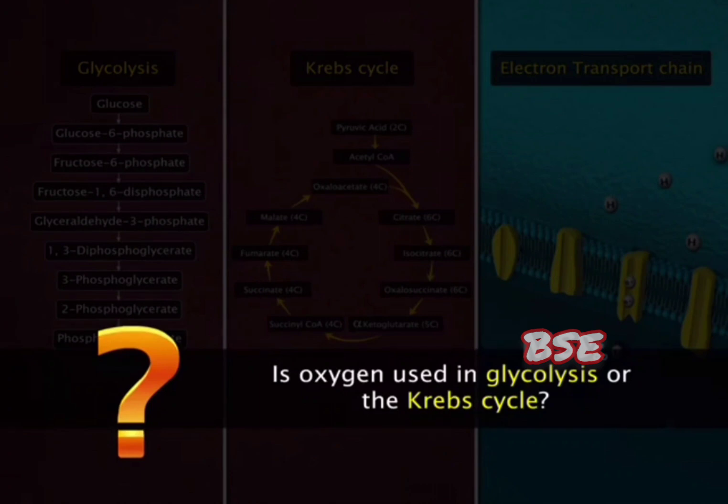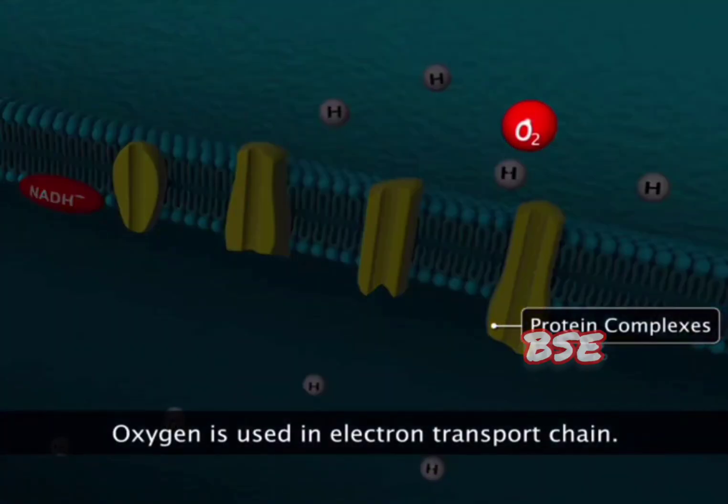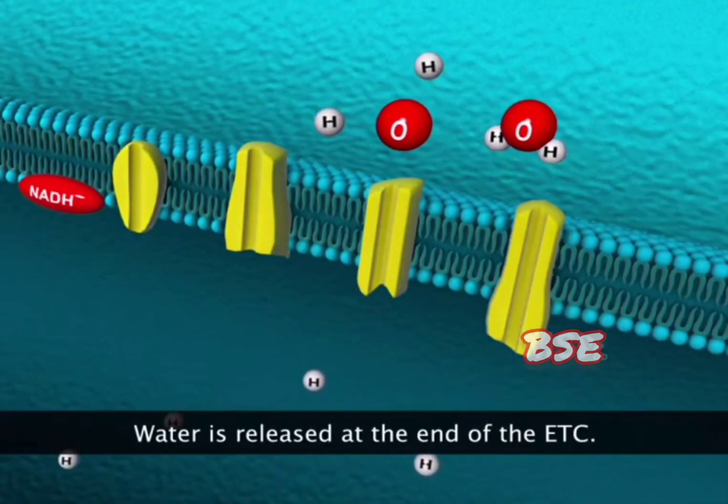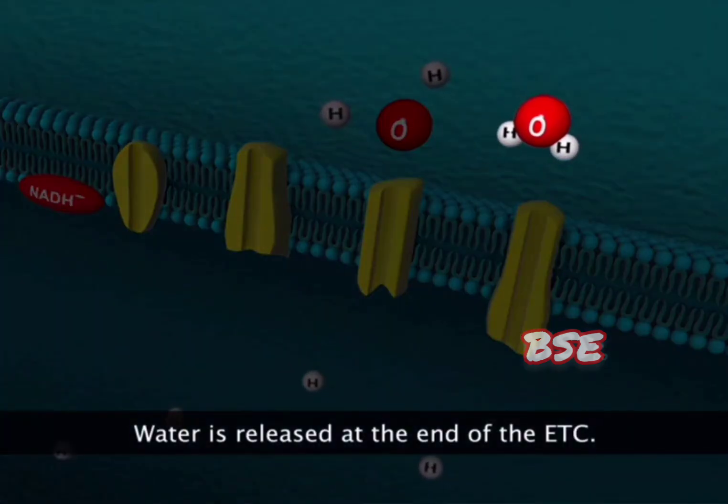You know that aerobic respiration needs oxygen and that it releases carbon dioxide and water. But where is oxygen used? Is it used in glycolysis or the Krebs cycle? Oxygen is neither used in glycolysis nor the Krebs cycle. It is used in the ETC. Similarly, water is also not formed either in glycolysis or the Krebs cycle. It is formed in the ETC.